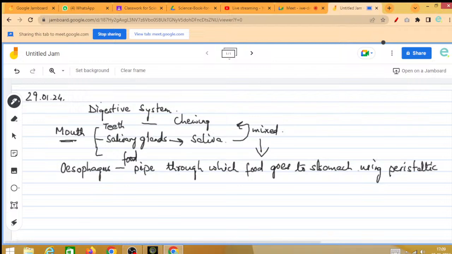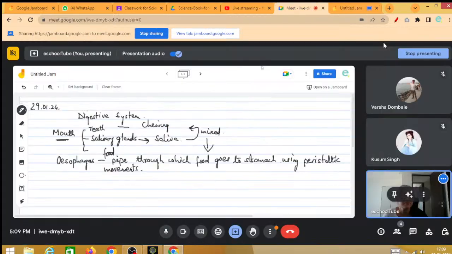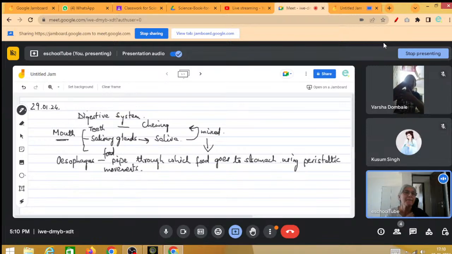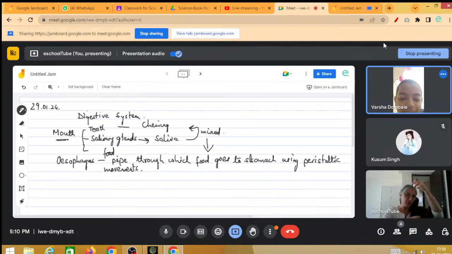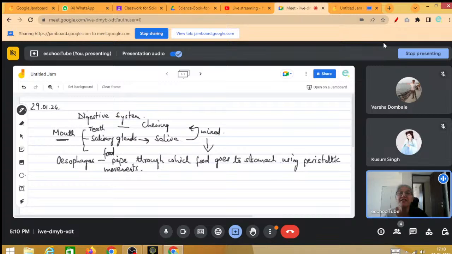Okay, just a second. I'll just switch on the cameras for you. Okay, now show. Very good. So this is the peristaltic movement: expansion and contraction of the pipe from top to bottom, in different parts. Good. Very good.